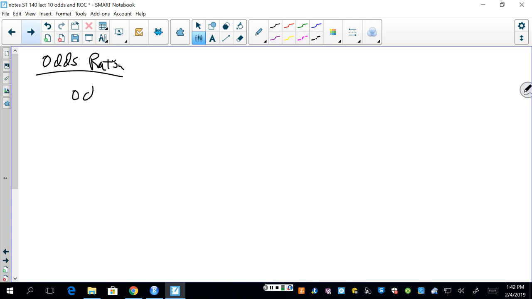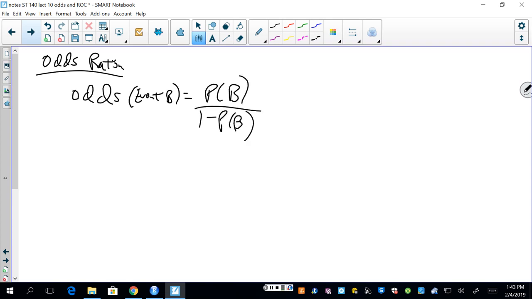Now the odds of an event B is the probability that B happens divided by the probability it doesn't happen. And you can do that conditional on being in some group. This says event B. So if the probability of an event is 2/3, what's its odds?